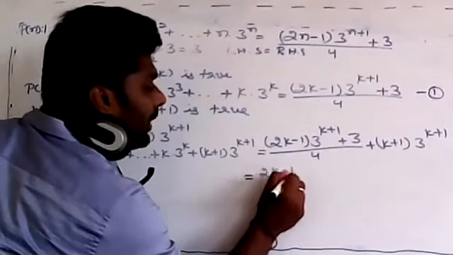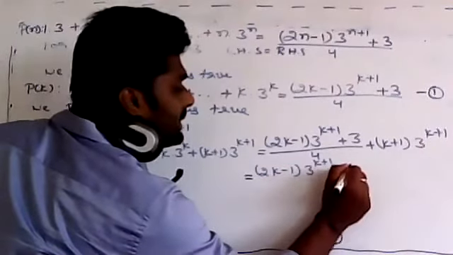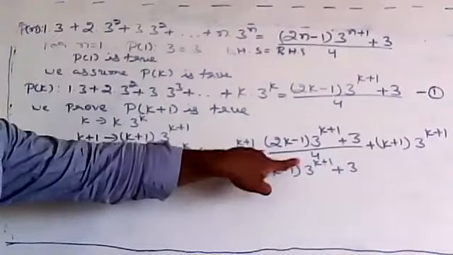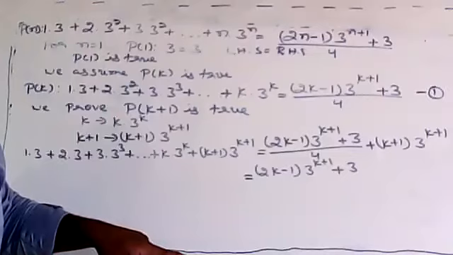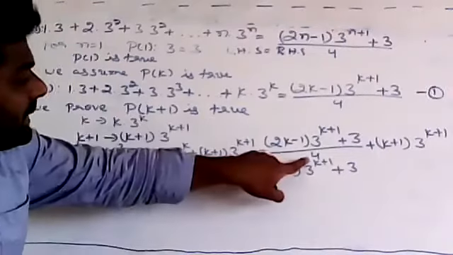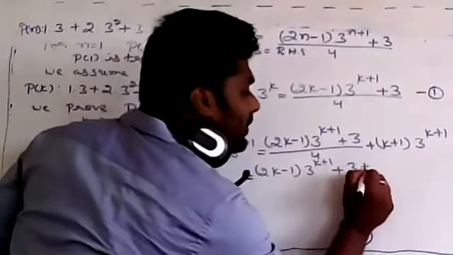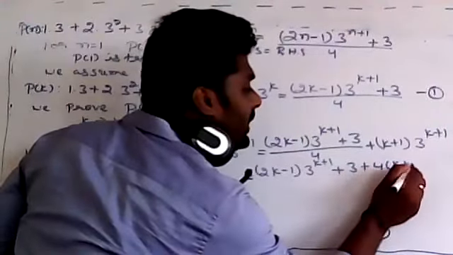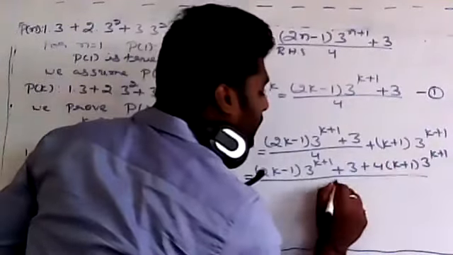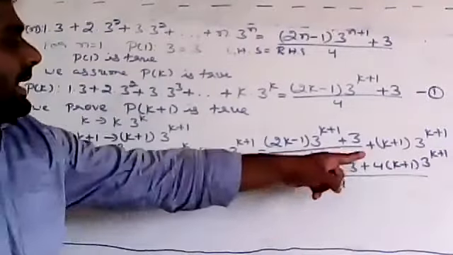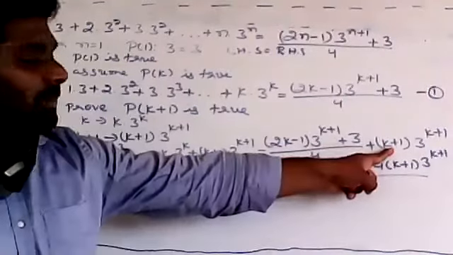So here, 2k minus 1 into 3 to the power of k plus 1 plus 3. If I take the LCM, what is the LCM here? Divided by 4 is there, so 4 is the LCM. You have to multiply it here. Then we get plus 4 times k plus 1 into 3 to the power of k plus 1, divided by 4. Correct or not? Just I added this k plus 1th term here. Then here divided by 4 is there, 4 is the LCM. Just you multiply this.